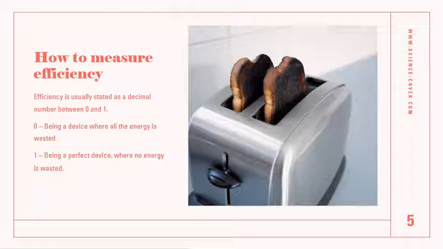Efficiency is usually stated as a decimal number between 0 and 1. 0 being a device where all the energy is wasted, and 1 being a perfect device where no energy is wasted. No device is really perfect, so most objects will get an efficiency somewhere between 0 and 1, the higher being the better. This toaster will turn electrical energy into light and heat. Heat is useful, but light is not. Therefore, the toaster will get a higher efficiency number, closer to 1, if it produces more heat and less light.